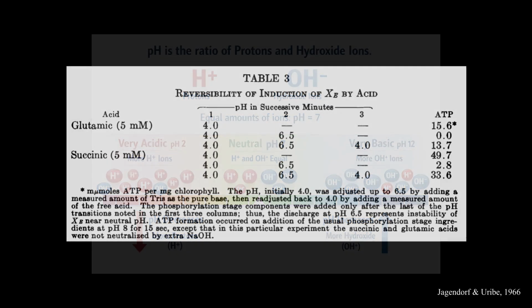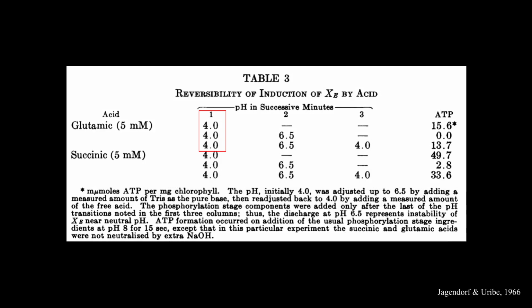And here we see the results of these experiments. In the first row, chloroplasts are bathed in an acid bath and ATP formation was assessed in a basic bath at a pH of 8. And we see that in this case, ATP was formed. However, ATP formation was lost if the acid bath was followed by a basic bath at pH 6.5.